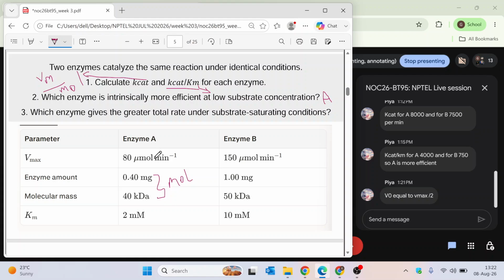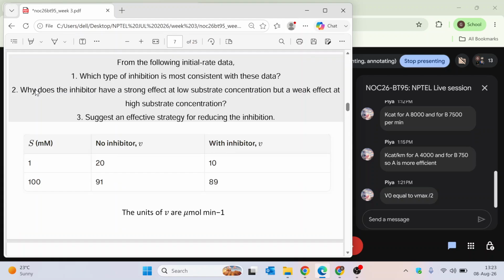There were two conditions. One is at the low substrate concentration or the limiting concentration, and next is at the excess substrate or substrate saturating conditions. If you have any doubts, or if you want me to repeat, you can just post in the chat box so that I will repeat. Here is the next question.